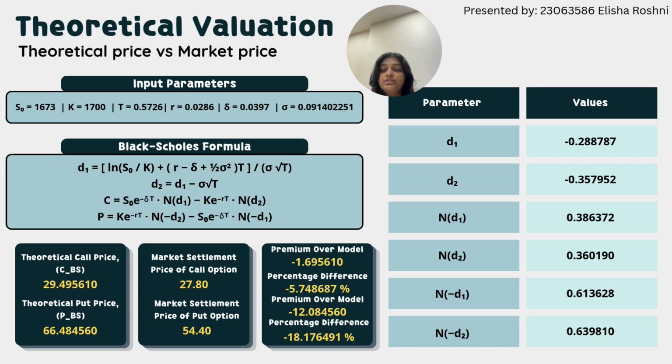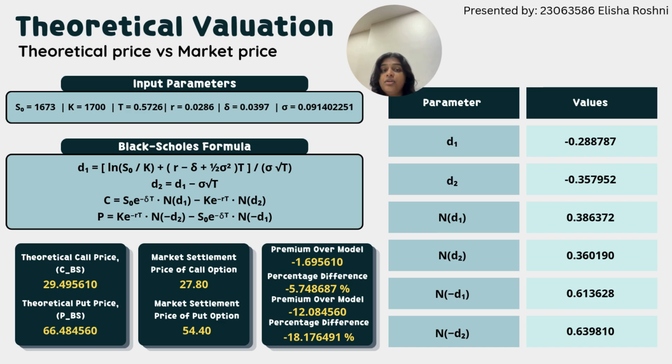So using the Black-Scholes formula, we obtain our theoretical call price, which is 29.495610, and our theoretical put price, which is 66.484560. When comparing the actual market settlement prices, the call option is trading at 27.8 while the put option is trading at 54.4. For the call option, the market price is lower than the theoretical value by 1.70, resulting in a percentage difference of approximately 5.75%.